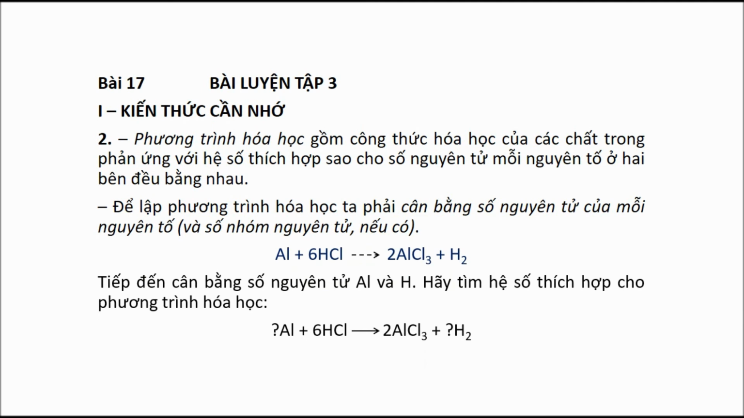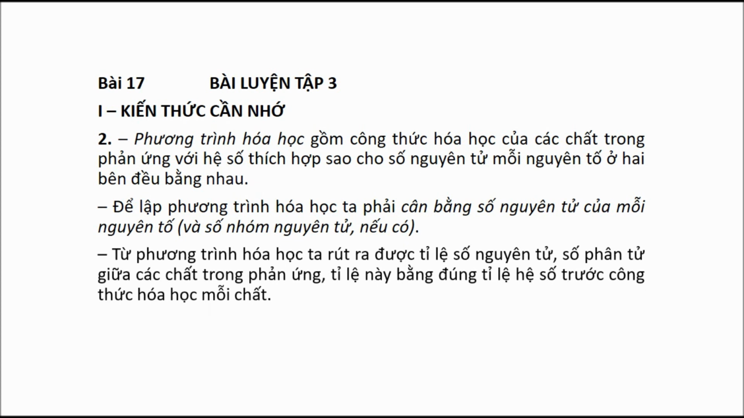Subsequently, balance the number of Al and H atoms. Find the suitable coefficients for the chemical equation. Question mark Al plus 6 HCl arrow 2 AlCl3 plus question mark H2. From the chemical equation, the ratio of number of atoms and molecules among substances in the reaction can be derived. This ratio is equal to the ratio of coefficients in front of the chemical formula of each substance.